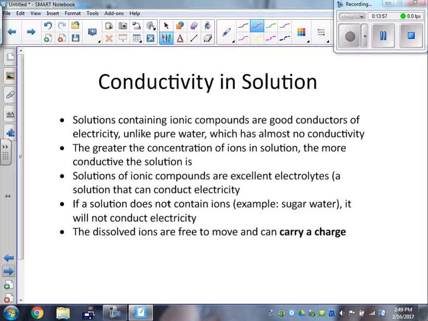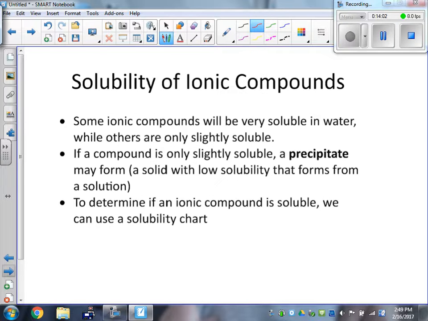Solutions containing ionic compounds are good conductors of electricity. I think we already have this, don't we? Yeah, got that.